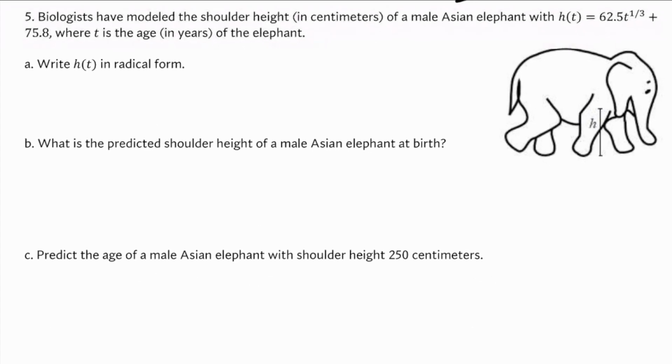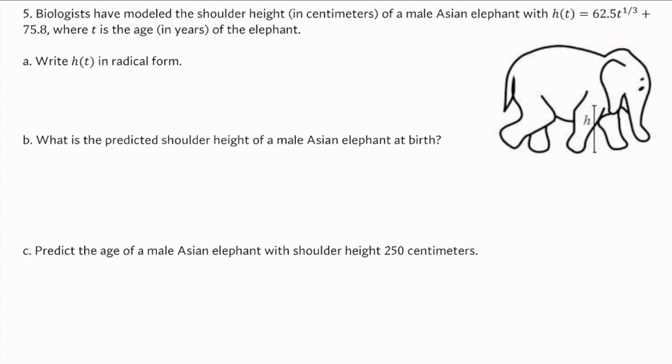Alright, now we've got a contextual problem. Biologists have measured the shoulder height in centimeters of a male Asian elephant with the function h of t equals 62.5 t to the 1/3 plus 75.8, where t is the age in years of the elephant. Write h of t in radical form.